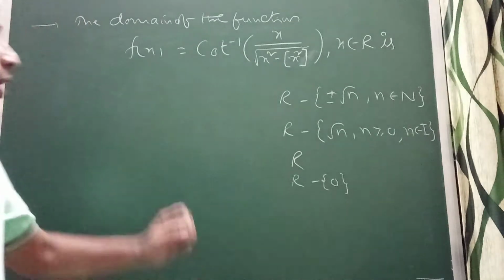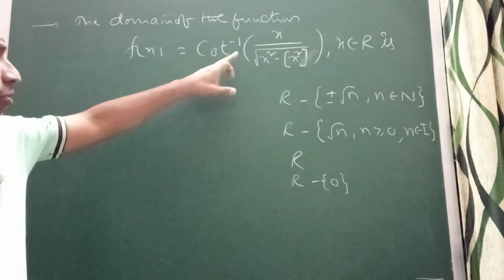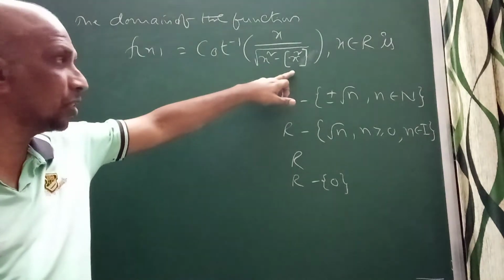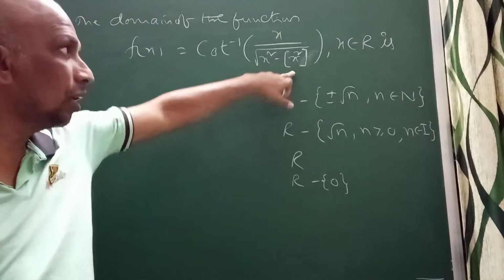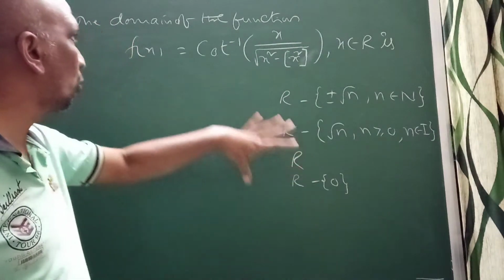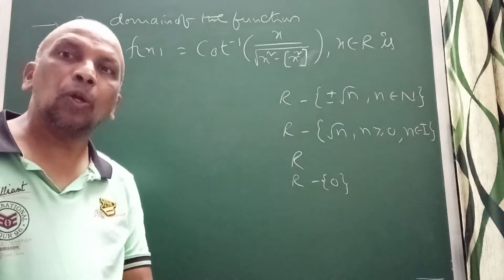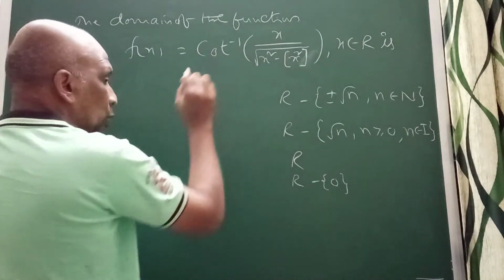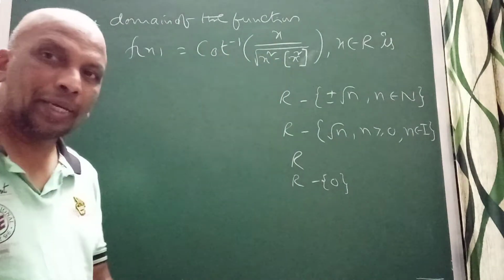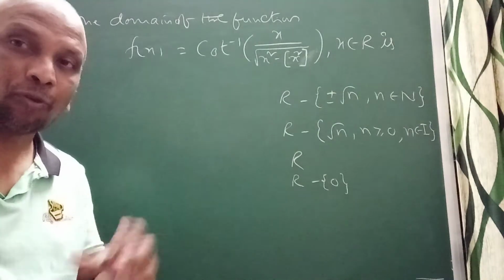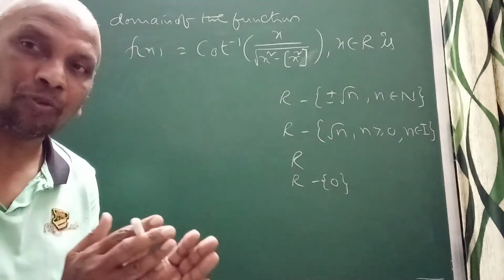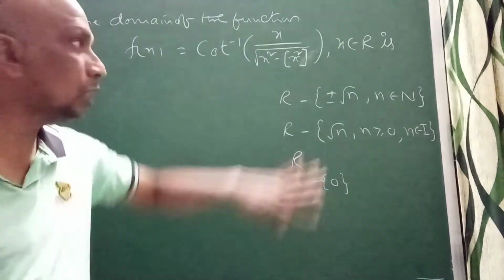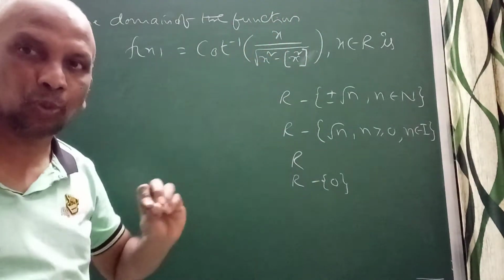See, in this problem they are asking f of x equal to cot inverse of x by root of x square minus step of x square. This is the step function, step of x square. x belongs to R. They are asking what is the domain of this. Now be careful here. When they are talking about this, definitely the domain of cot inverse x, the domain of cot inverse x is R. Domain of cot inverse x is R. So this will be R only. Everything entirely belongs to R.